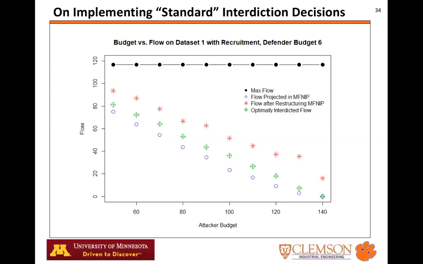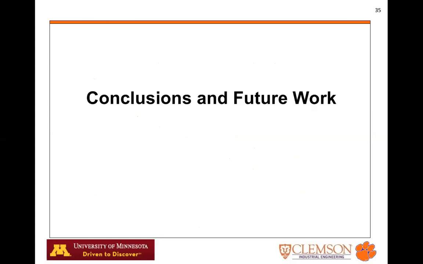So the summary here is that there may be significant gaps between the impact that you say you will have with this set of interdictions and what you actually will have if you're not modeling the reaction of the network.